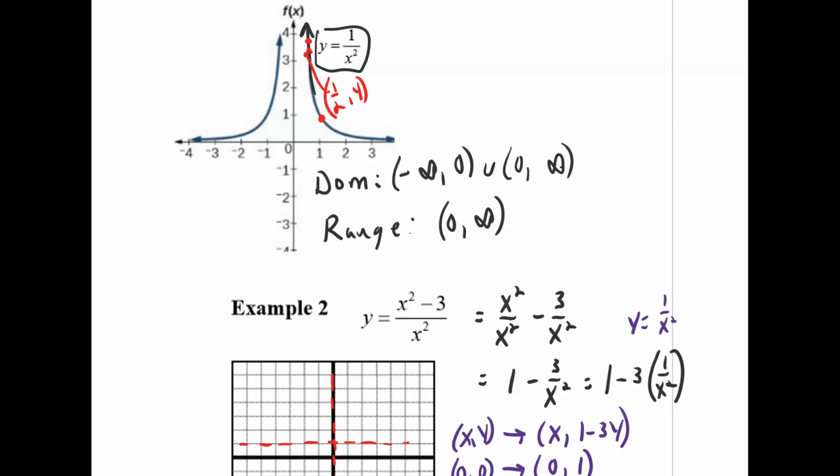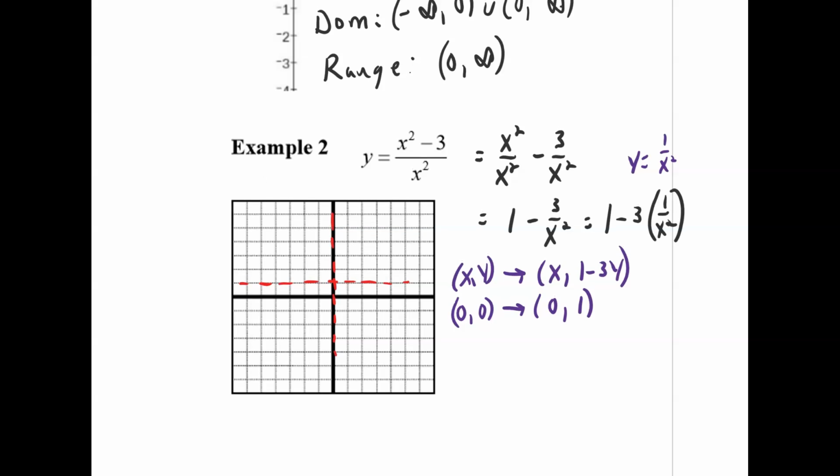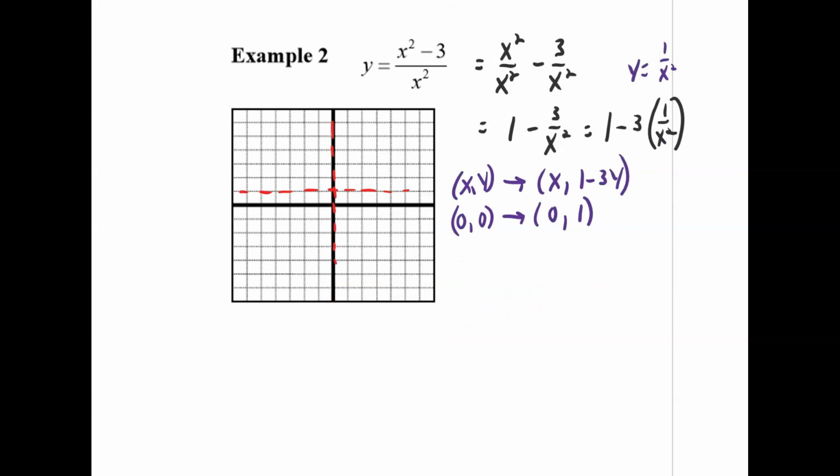All right, let's put that point in our transformation rule. So we put 1/2, 4 from the parent function. 1/2 doesn't change. 4 will be 1 minus 3 times 4. That's 1 minus 12. That's going to go all the way down to -11. So this function is going to be stretched quite a bit because of that 3. And it's already a square function, and that 3 is going to make it even more pronounced.